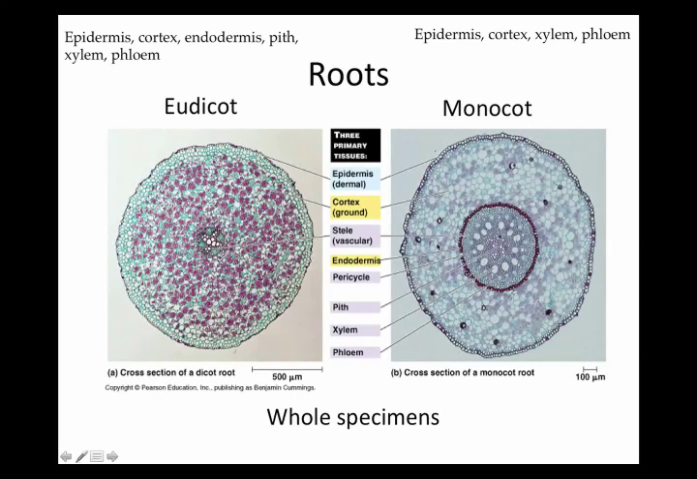You should also be able to recognize whole specimens. So basically, a taproot versus a fibrous root, and which one has which.